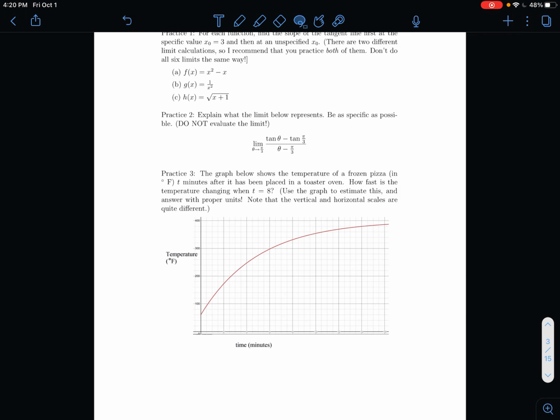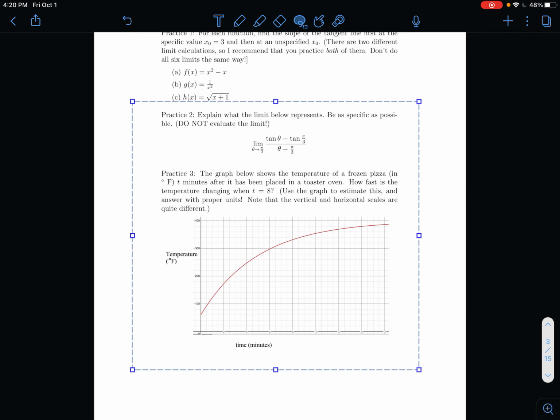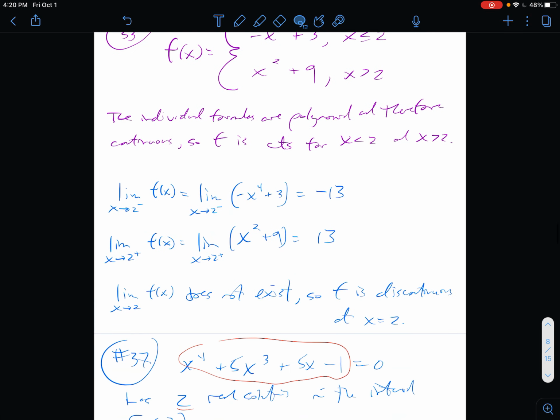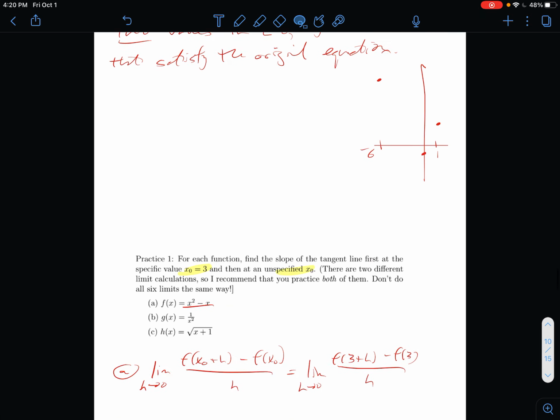Let's just copy these and move them to the end. Why is this not scrolling? It's like there's something wrong with my finger.